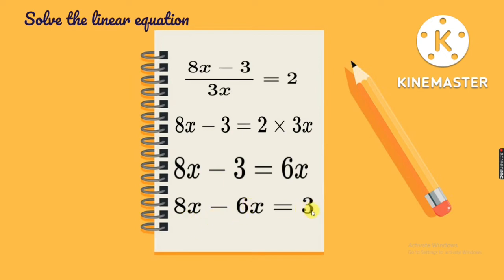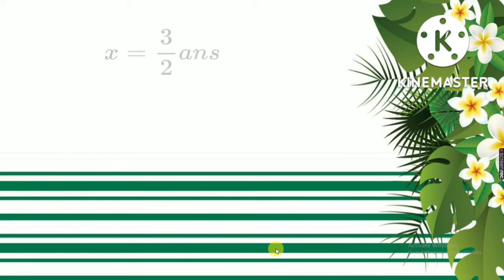8x minus 6x is equal to 2x. So we got 2x is equal to 3 and x is equal to 3 upon 2. We know that 2 is multiplied by x, and when we shift it to the other side, it would go in the division. So we got x is equal to 3 upon 2, which is the required value of x.